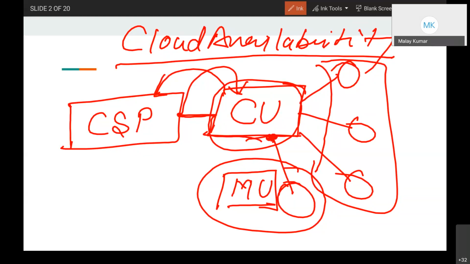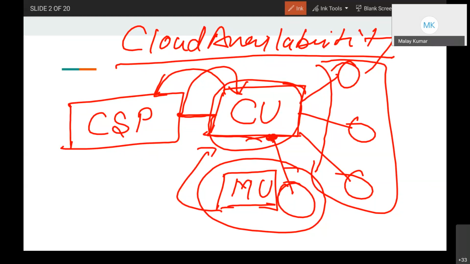Such attacks can happen for an entire week or an entire month, and they cause economic loss to the cloud user. And then we saw the detection strategy, how we can detect if such an attack happens. So all these things we discussed last time.